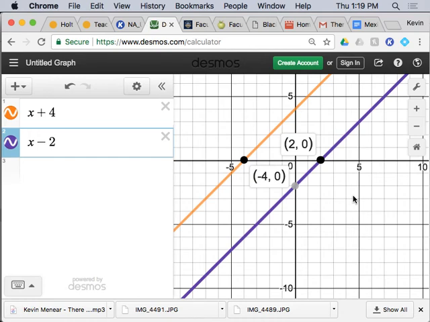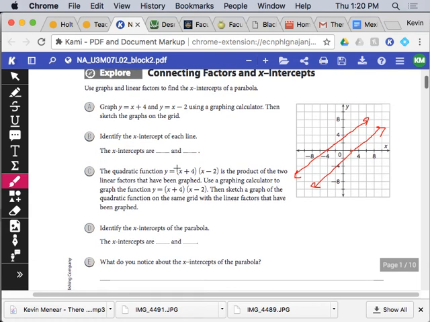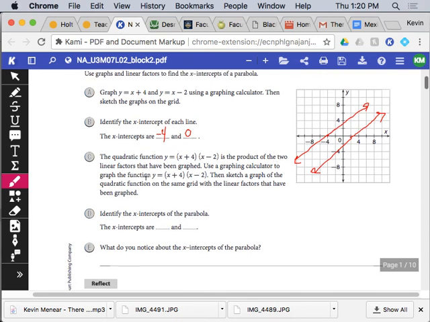Now, that's cool that we get that. What's another word for x-intercepts? Begins with a Z? Zeros. Good. So x-intercepts, zeros. Okay, cool. That's nice. But here's where it gets interesting. So we said the x-intercepts are at -4 and 2. Then it says here, the quadratic function y equals x plus 4 times x minus 2 is the product of two linear factors that have been graphed.